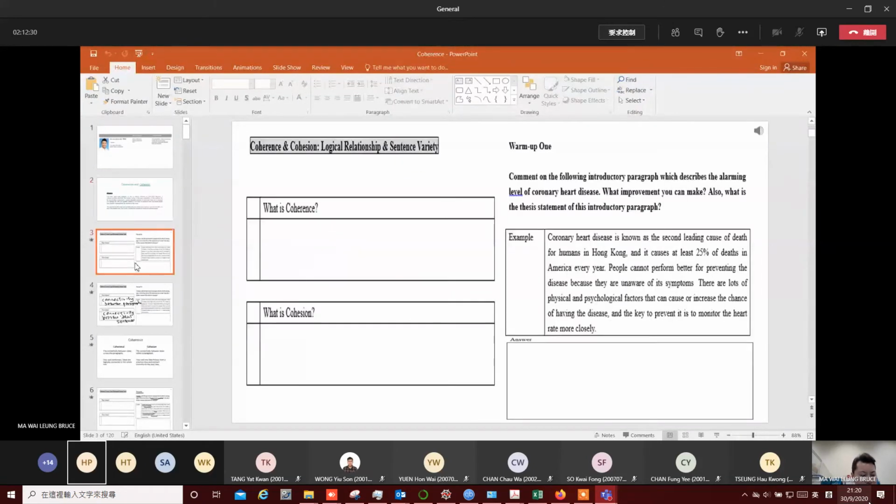Now I want to ask you these questions. Do you know the difference between coherence and cohesion? Have you learned about it before? Because I don't know your background. I want you to tell me, have you heard about or have you learned coherence and cohesion? Please tell me in the chat box. Thank you.